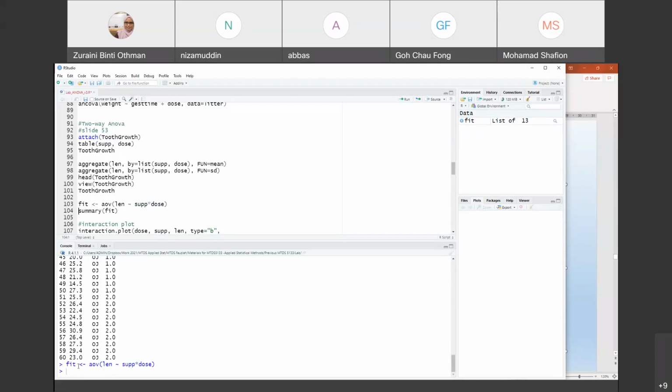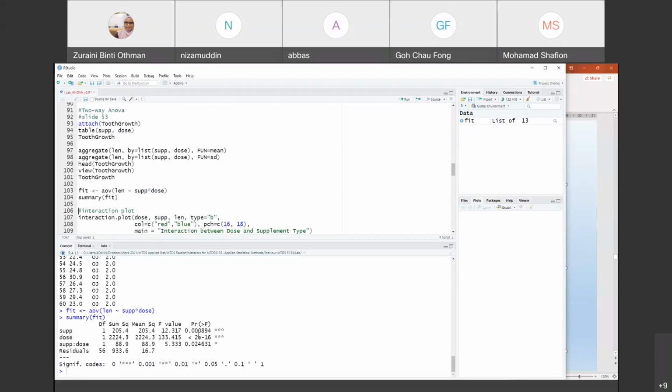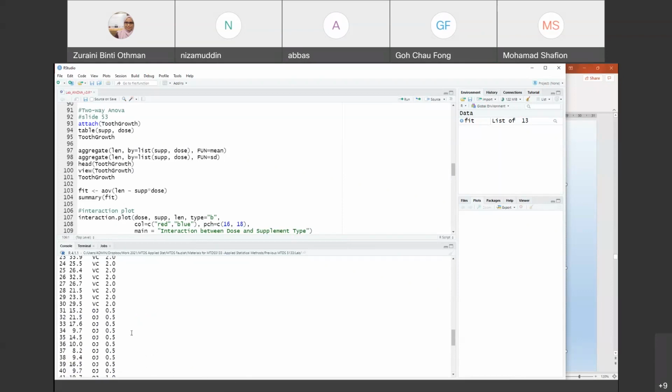When we want to view the analysis of variance that we get from this fit, just put summary fit. So we can see that this 3 star means it is close to between 0 and 0.001. And this is 3 star also, between 0 and 0.001. And this is also star for the relation between supplement and dose. What can we get from this result?